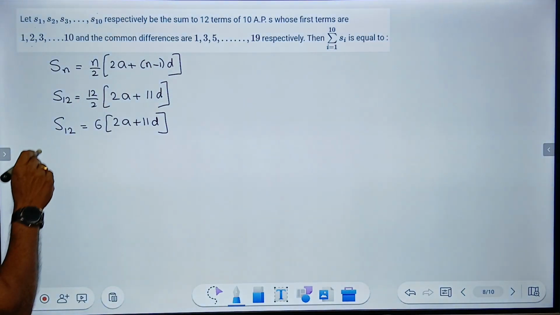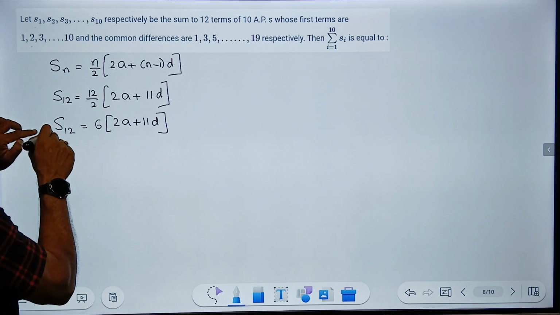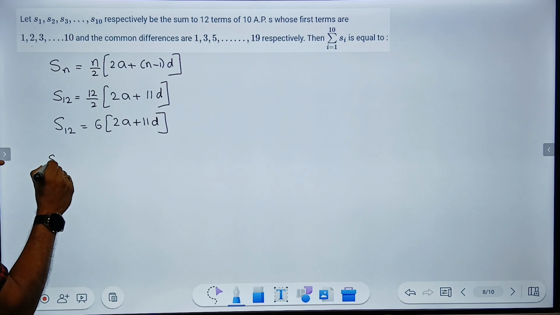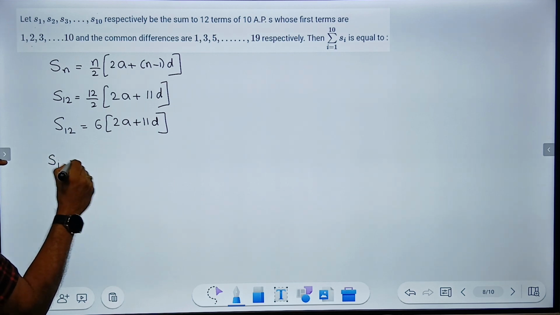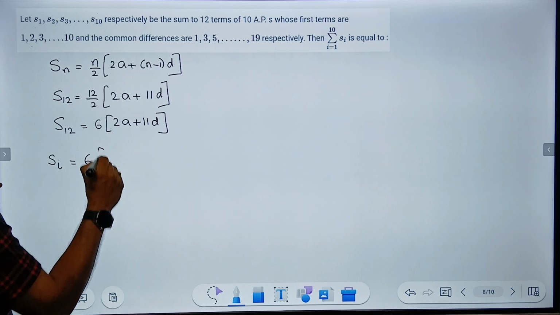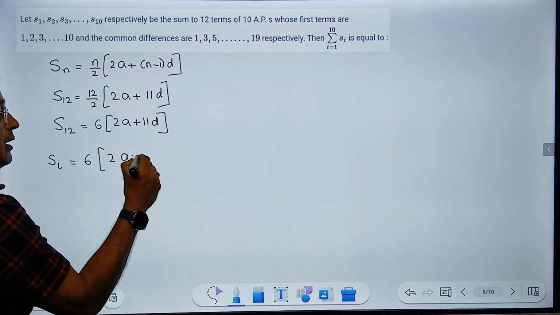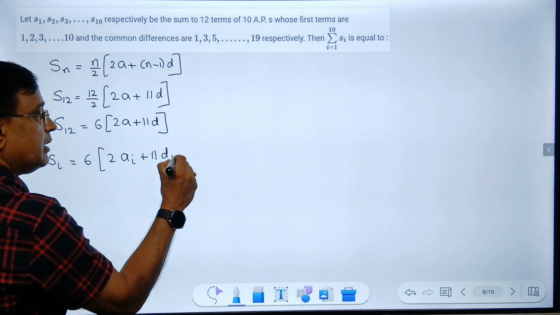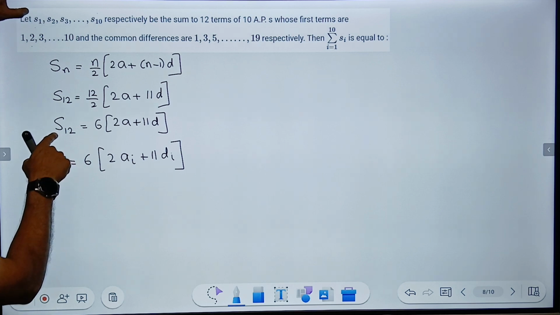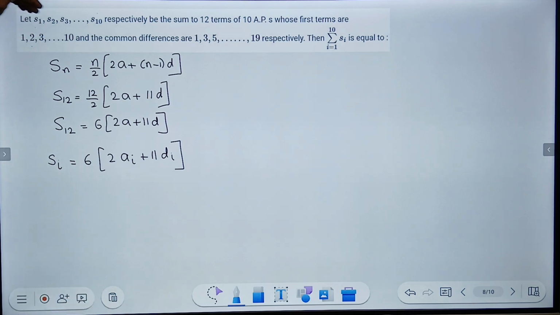Now, this is S12 of the first series. Now, I want to know what my Si is. My Si will be 6 times 2ai plus 11di. Now I'm going to add all this. So this is like the sum of 12 terms individually. Now I'm going to add all of them. Okay. So Si is 6 times 2ai plus 11di.